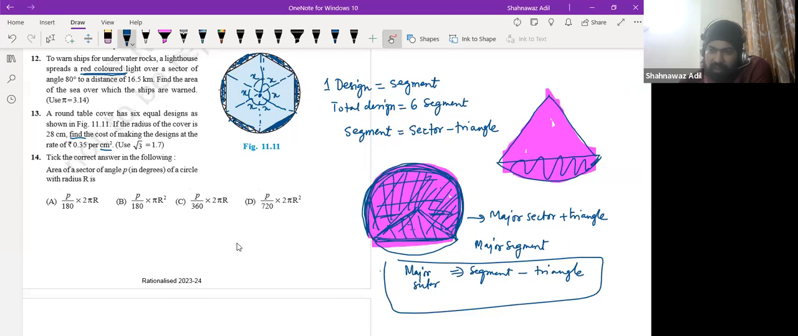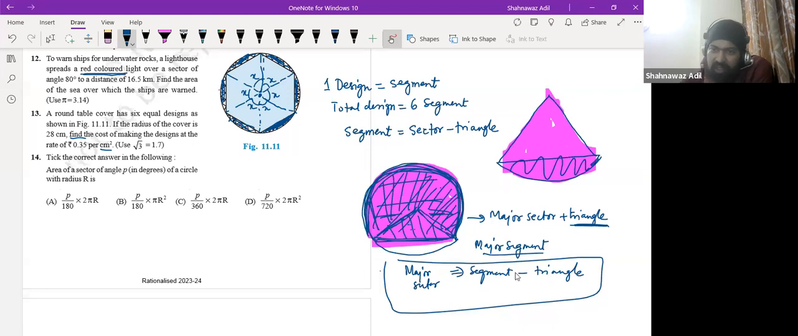Yeah, minus what? Major... I'm saying minor segment is sector minus triangle, and major segment is the minor sector, minor segment minus triangle. No, you don't minus. In major segment, you have to add the triangle. Because you wrote here minus. I have written, so you wanted to know when do we remove this triangle.